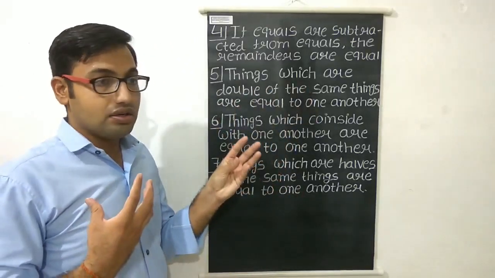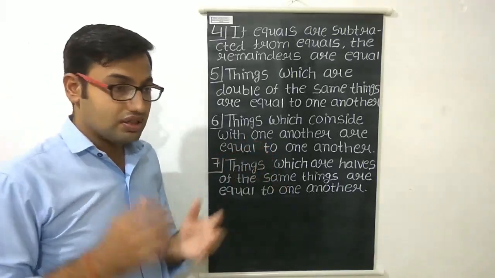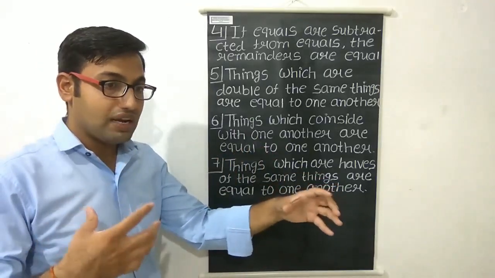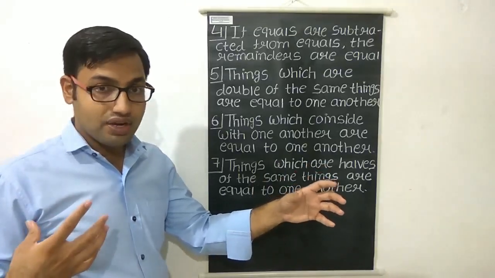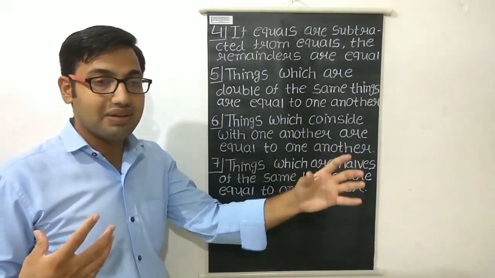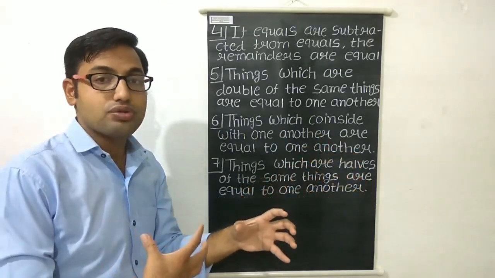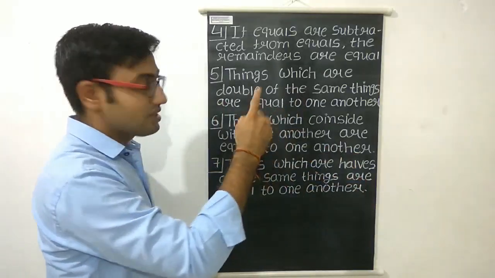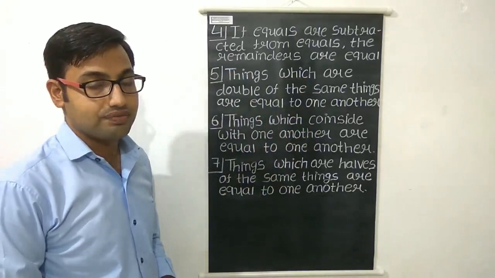Let's take as an example 5 kg of sugar that we have taken as two equal things. Now what will happen if we double this side? We will get 10 kg. If we double this side also, it will become 10 kg. So both 10 kg and 10 kg will also be equal. So things which are double of the same things are equal to one another.